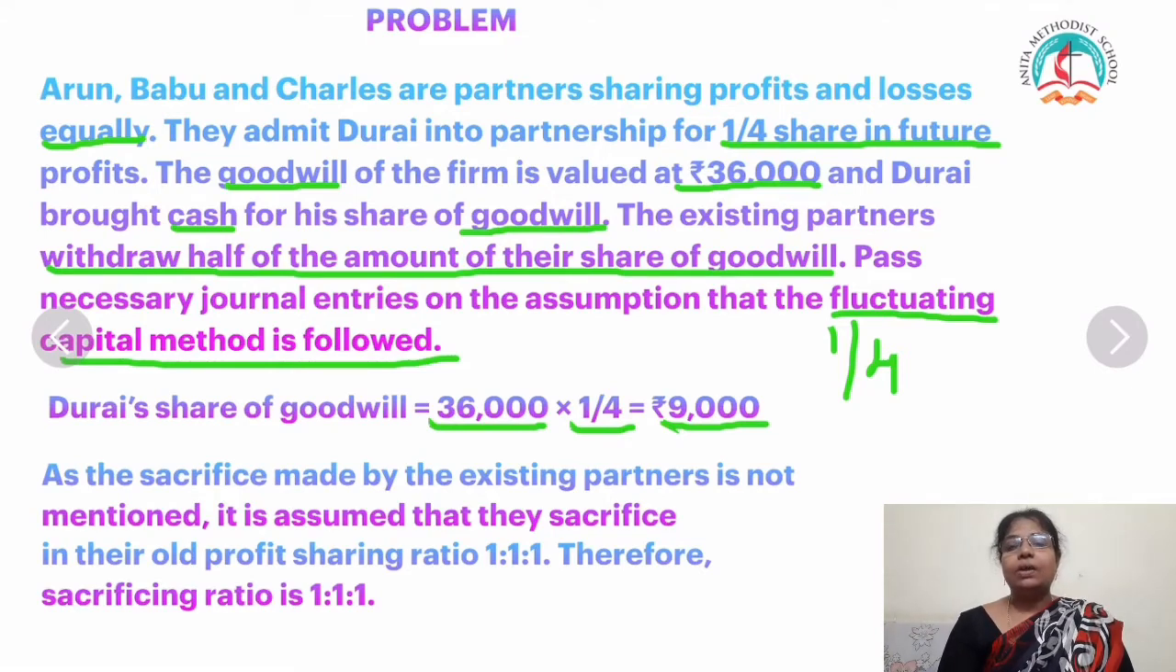Look at the sum. Arun, Babu and Charles are partners sharing profits and losses equally. So it is assumed that the old profit sharing ratio is 1:1:1. So therefore the sacrifice ratio is also 1:1:1.